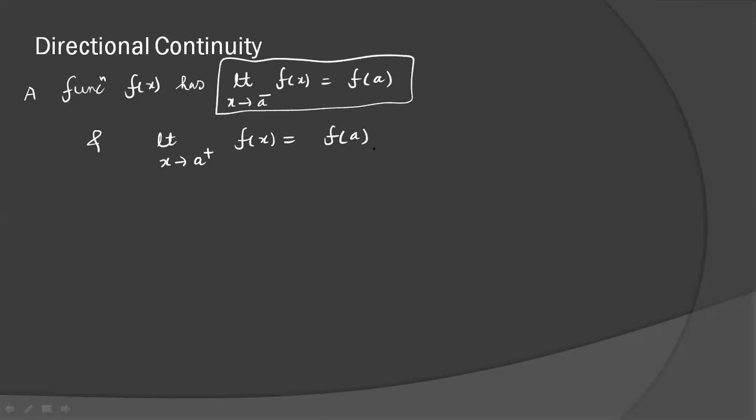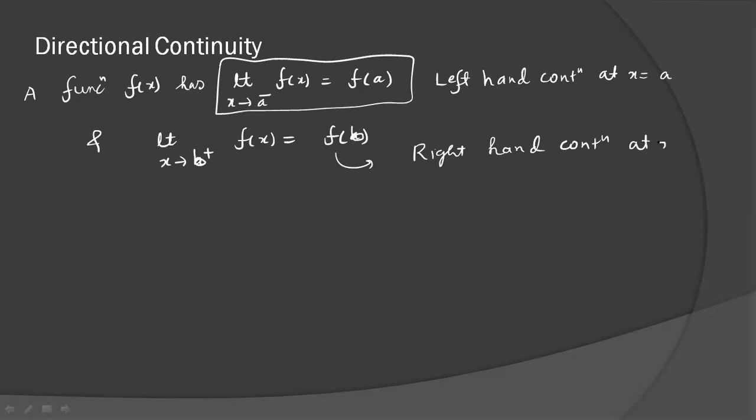In this case, I'm taking another point. Suppose this is a, b plus, and this is your fb. At b I am checking it, and at a I am checking here. In this case, it is called left hand continuous, left side continuous at x equal to a. And in this case, you have right hand continuity at x equal to some another point b. Means the continuity from one side is called directional continuity.